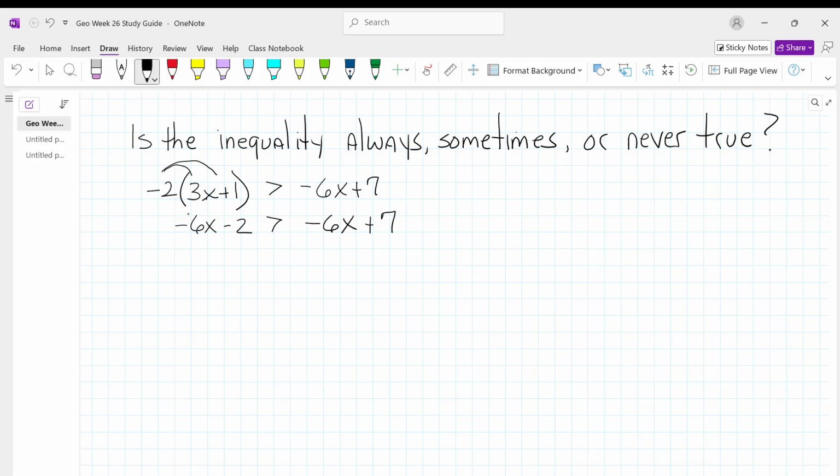Now, if you have the same value in front of a variable on both sides, you can add 6x to each side, or you can just cancel them out, whatever you feel more comfortable with. So this cancels, the negative 2 falls down, the greater than sign falls down, and we get a 7. So you ask yourself, is negative 2 greater than 7? No. So in this case, this inequality is never true.